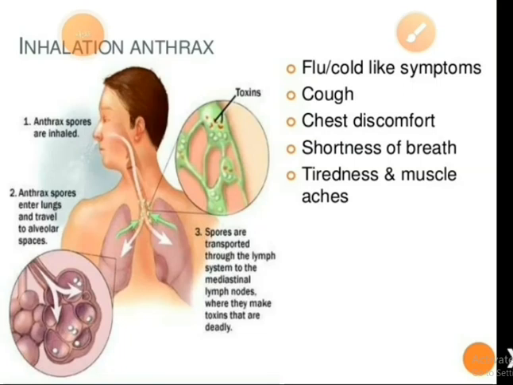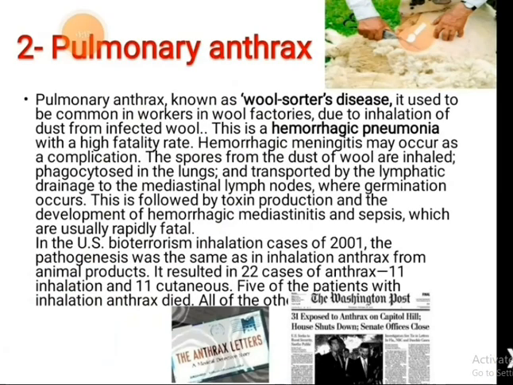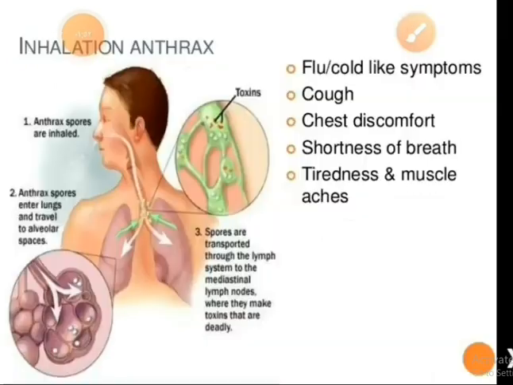An important thing in this route of infection is that it may be used as a bioterrorism agent. In the US, there were bioterrorism inhalation cases in 2001, and the pathogenesis was the same as in inhalation anthrax from animal products. It resulted in 22 cases, 11 inhalation and 11 cutaneous. It occurred by receiving mail, and the papers of the mail were contaminated with powder containing spores of this microorganism.